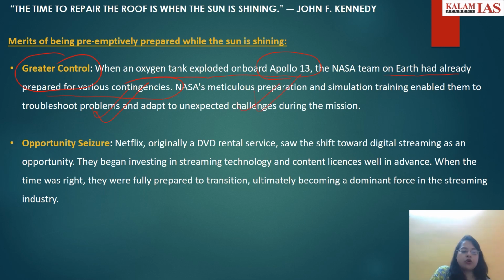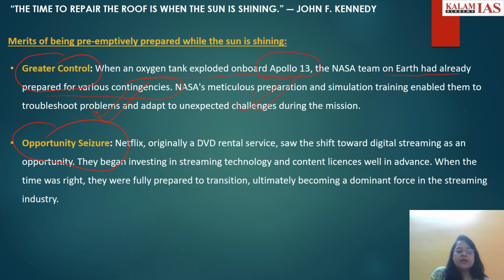Again, you can talk of opportunity seizer. When you are prepared from before, then you can actually grab the opportunity. You can actually seize the opportunity whenever any new thing is coming in front of you. Okay, because you're fully prepared for any transition. You're fully aware of the situation.